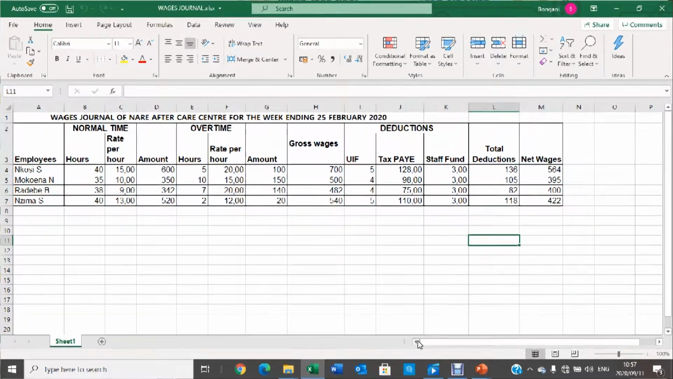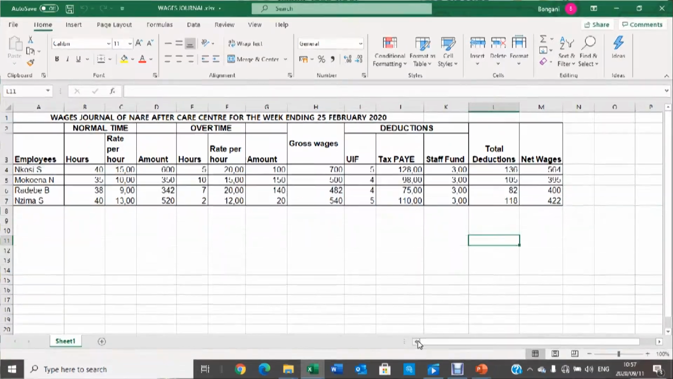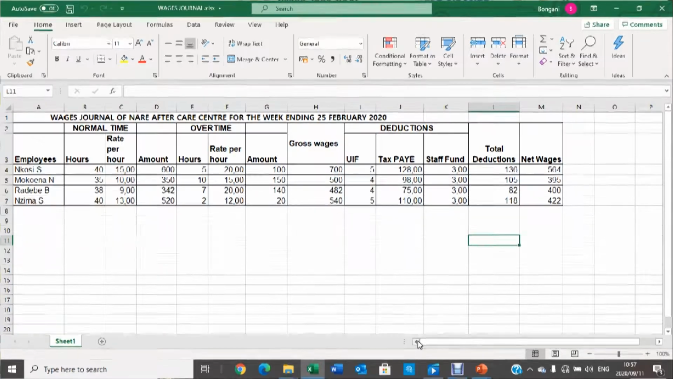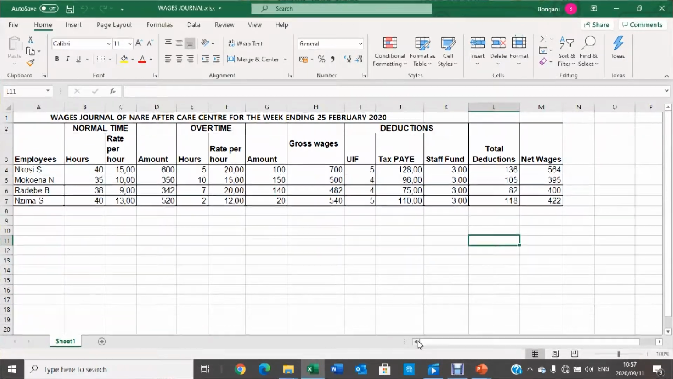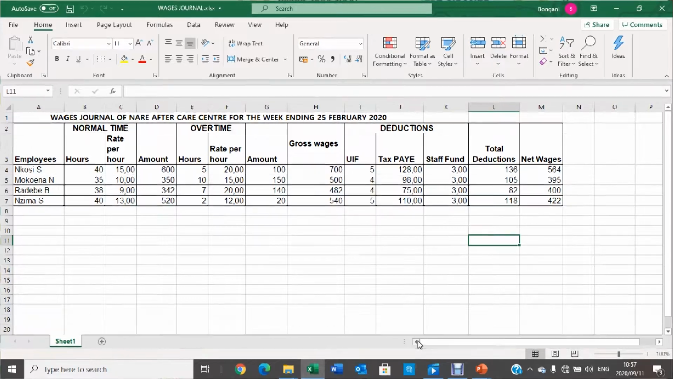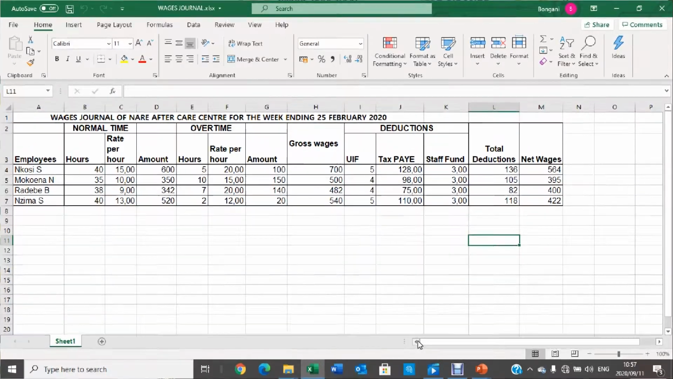And then we move to the second employee, Mokoena N, and we are going to do the same thing: rate per hour multiplied by 35 hours gives us the amount, which is 350. And then we move to overtime that the employee worked: the rate per hour is 15 rand, multiplied by 10 hours, and then it gives us 150. And then we get to our gross wages, which is 500 rand.